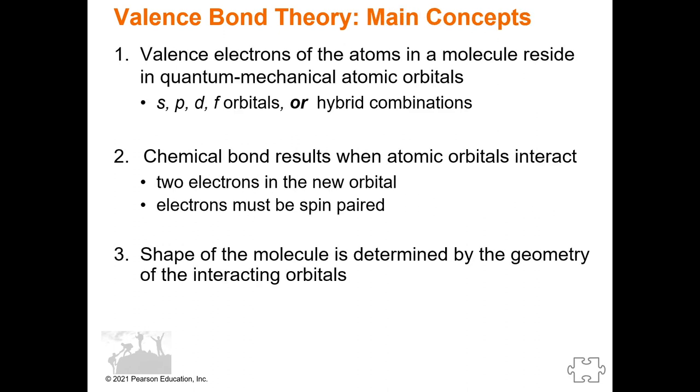So before we get into hybridization, we have to have these three main concepts down of the valence bond theory. So we have our S, P, D, and F orbitals. And in those orbitals, we have our valence electrons. Next, we have to have some overlap between the atomic orbitals, the half-filled atomic orbitals, in order for a chemical bond to form. Okay, and those two electrons need to have opposite spins. So if we're going to draw arrows as a review, one arrow is going to be pointed up, the other one's going to be pointed down. Then, depending on the geometry of the interacting orbitals, we could actually figure out the shape of our molecule.